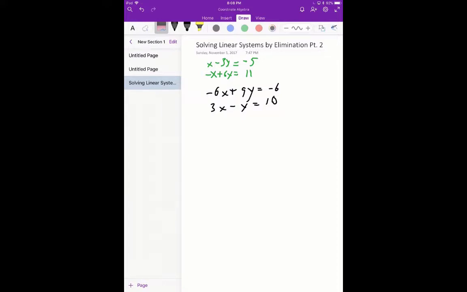Hi, this video is called Solving Linear Systems by Elimination, Part 2. In Part 1, we solved the system that is shown in green here, x minus 3y equals negative 5 and negative x plus 6y equals 11.